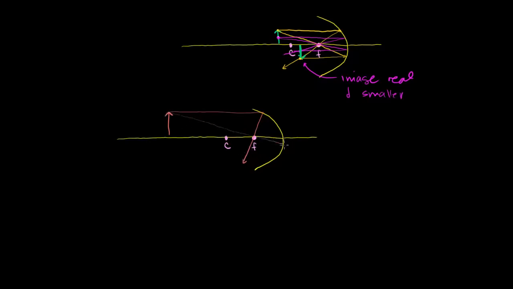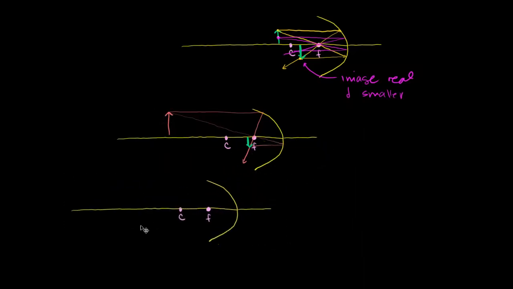We go through the focus and then reflect out like that. And there you see, now it's much clearer that the image is going to be much smaller, and of course inverted relative to the actual object. Now let's do this again.